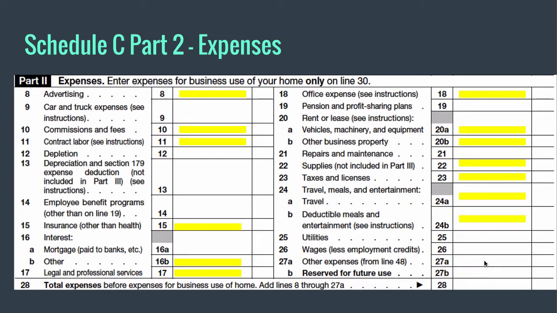The other things that you may have are utilities. If you rent an office space, then the utilities for that rented space will go directly on here. If you have employees, then your wages to your employees. And then other expenses, we're going to cover further down because it has its own section.